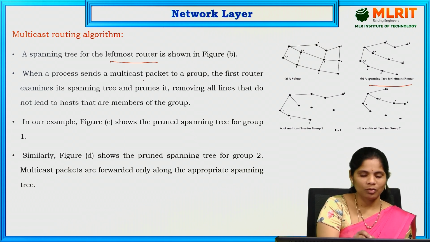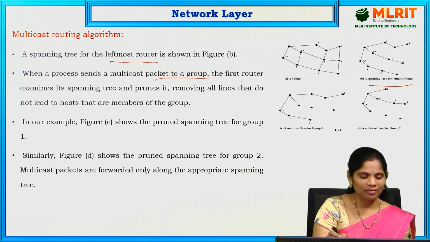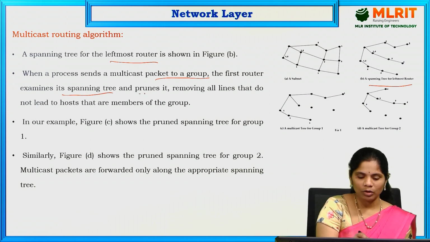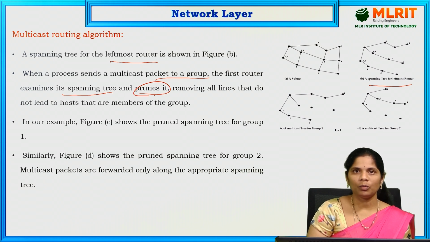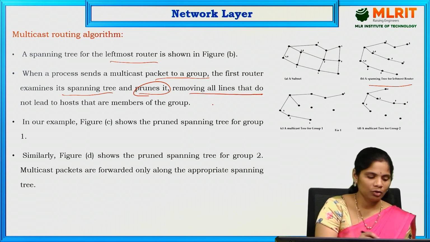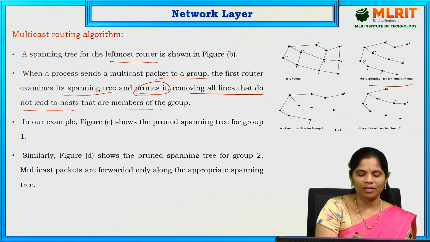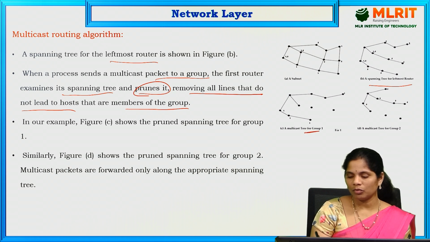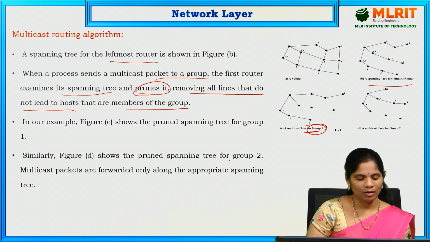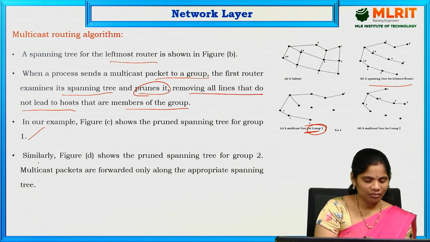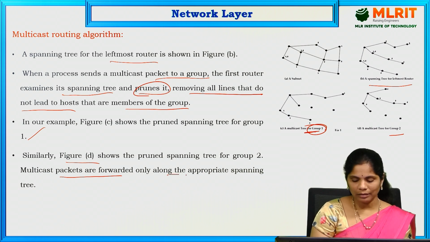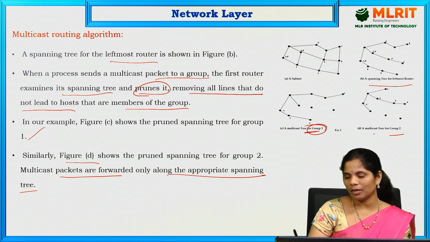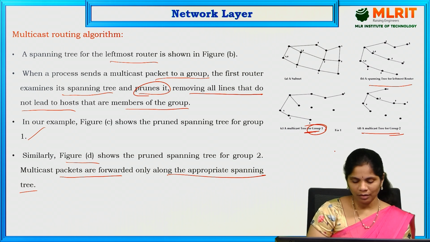When a process sends a multicast packet to a particular group, the first router examines its spanning tree and prunes it. To prune is nothing but to cut, removing all the lines that do not lead to hosts that are members of that particular group. That is group 1, so this is talking about group 1. Similarly, figure D is talking about group 2. Multicast packets are forwarded only along the appropriate spanning tree. Whatever packets are there travel within the appropriate spanning tree only, that is in group 2.